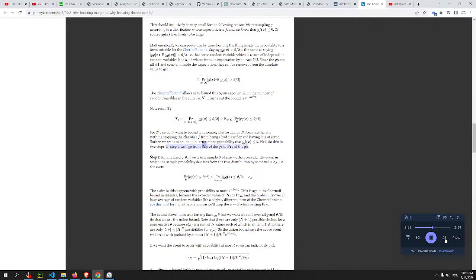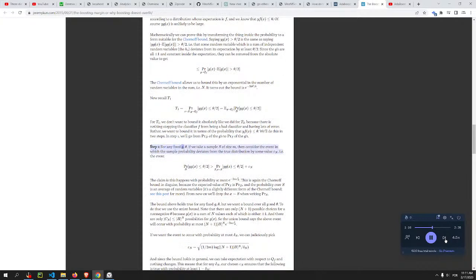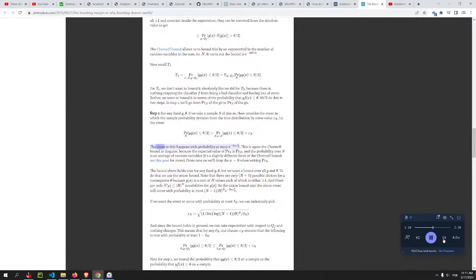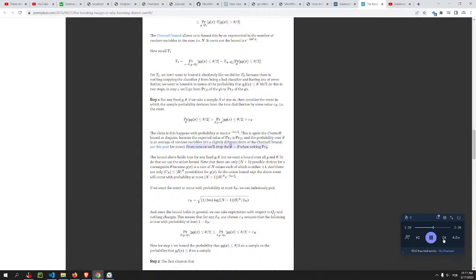In step 1, we'll go from Pr_D of the g's to Pr_S of the g's. Step 1: for any fixed g and theta, if we take a sample S of size m, then consider the event in which the sample probability deviates from the true distribution by some value epsilon_n. The claim is this happens with probability at most e^(-2m epsilon_n^2). This is again the Chernoff bound in disguise, because the expected value of Pr_S is Pr_D, and the probability over S is an average of random variables. It's a slightly different form of the Chernoff bound. See this post for more. From now on we'll drop the excess when writing Pr_S.